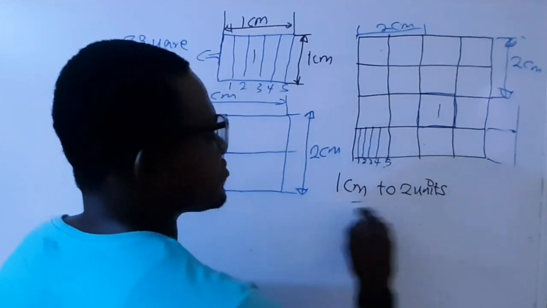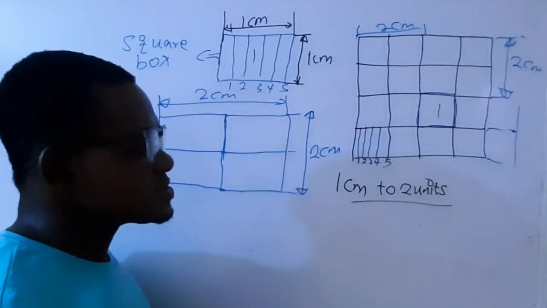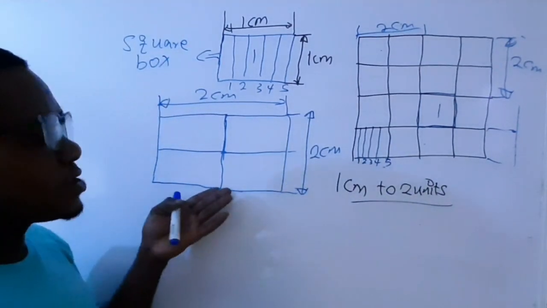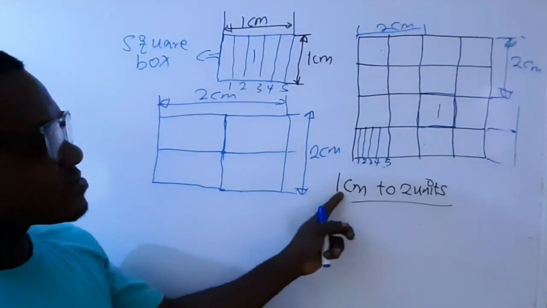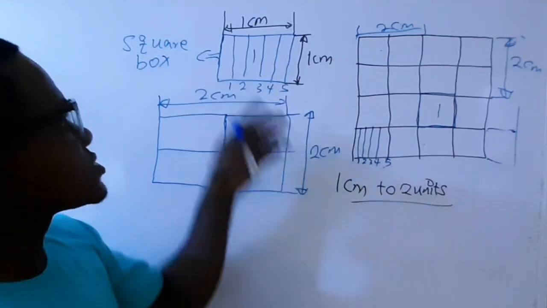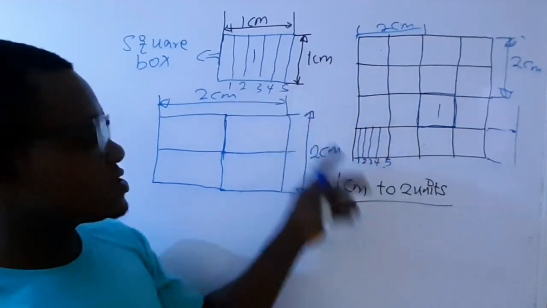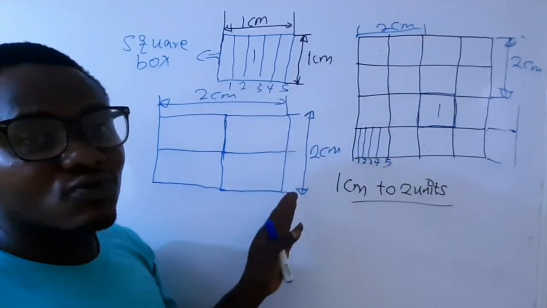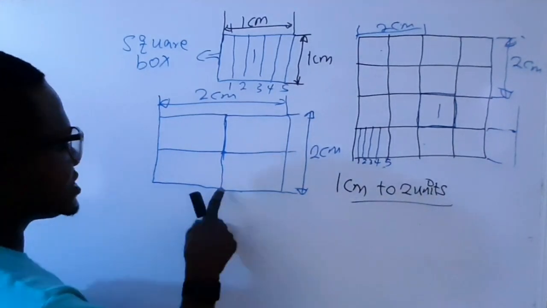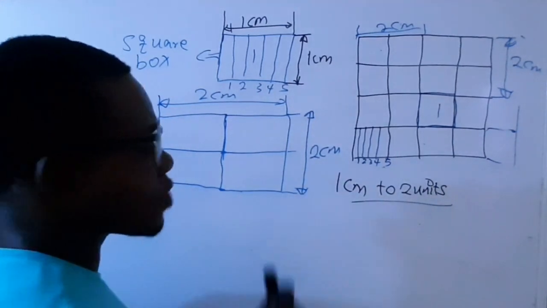So if this is my scale that was given, how do I now replicate that on the graph? 1 centimeter to what? To 1 unit. And I already know that the length of a square box is 1 centimeter. I don't have an issue with that. So what they are saying is that from here down to this place is my 1 centimeter.